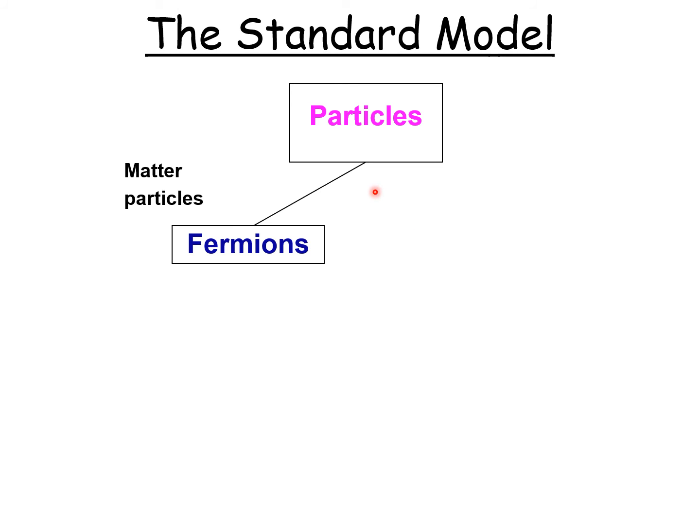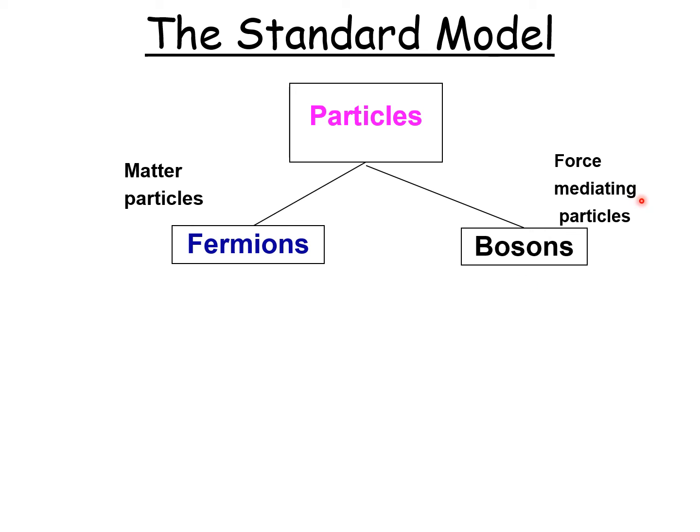And so these particles have two branches, fermions, which are called matter particles. And if you're wondering where this name came from, do you remember the scientist Enrico Fermi? Well, he did a lot of work on the standard model as well, so that's why we've named these particles after him.